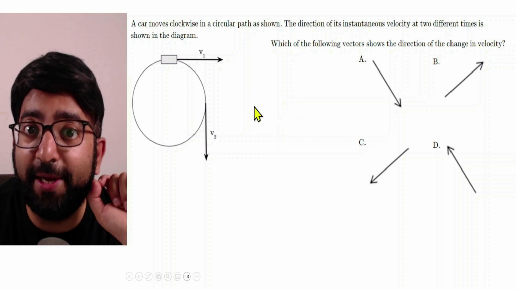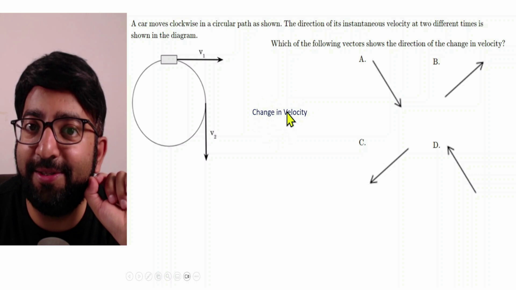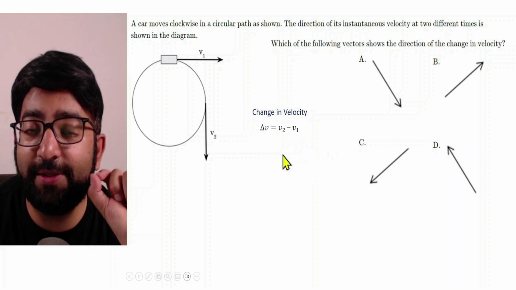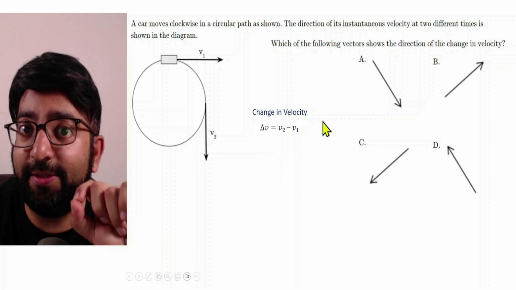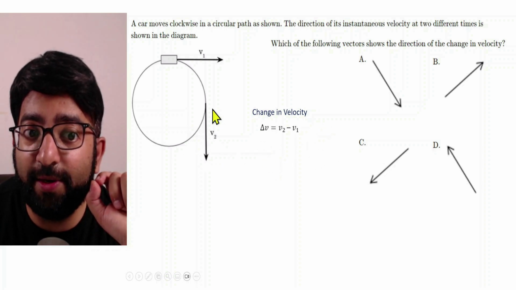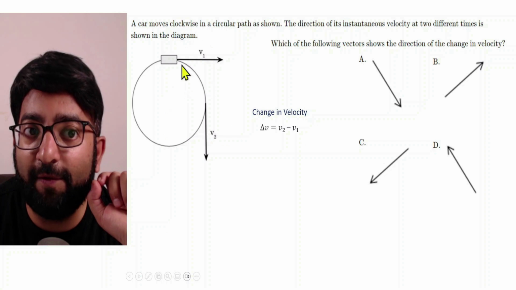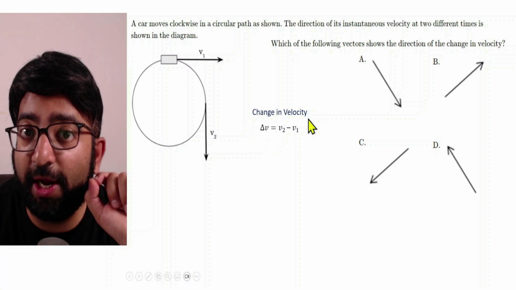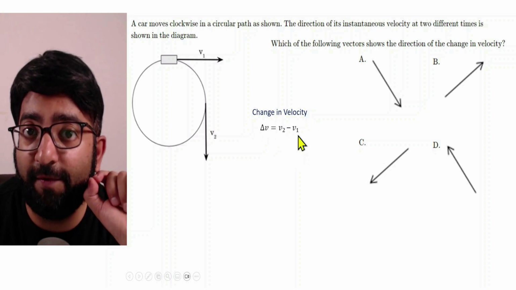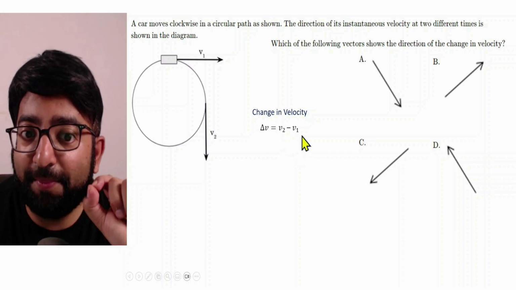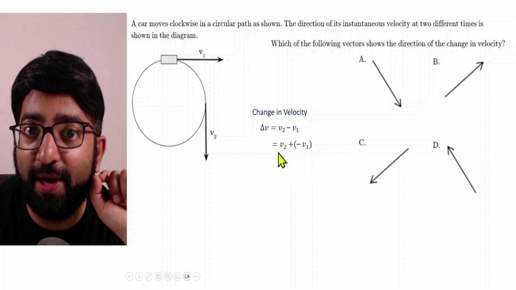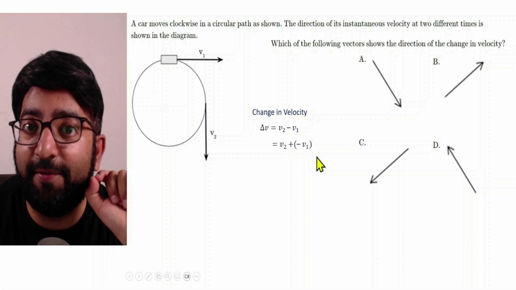Since we have to find the change in velocity, what exactly is meant by change in velocity? It is just the difference between the two velocities. It is final velocity minus the initial velocity. Here the final velocity is v2, initial velocity is v1. That is why we have written here delta v, which is the change in velocity. That is v2 minus v1. Now remember the trick. How do we subtract? We will transform this equation into this form where we have written v2 plus negative v1.